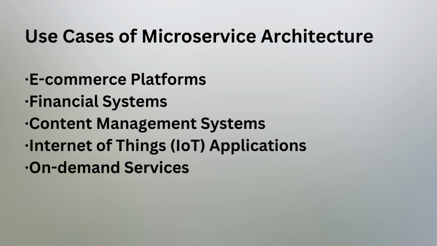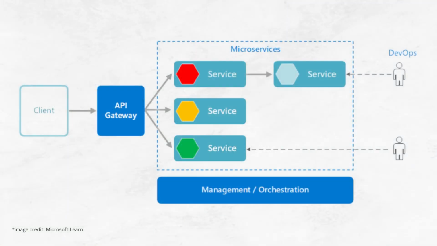Content management systems. Services for content creation, storage, search, and delivery can be decoupled and independently managed using microservices. Internet of Things, IoT, applications. Microservices enable the integration of various IoT components, such as sensors, gateways, and data processing services, facilitating real-time data analysis and decision-making. On-demand services. Applications like ride-sharing, food delivery, or travel booking can leverage microservices to manage user profiles, location services, payments, and logistics.